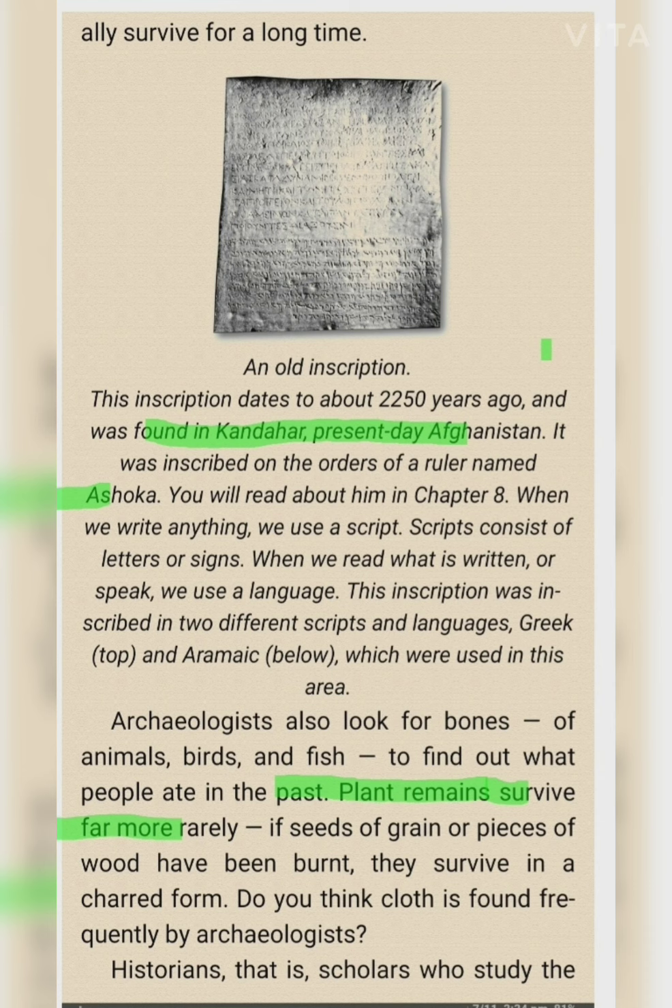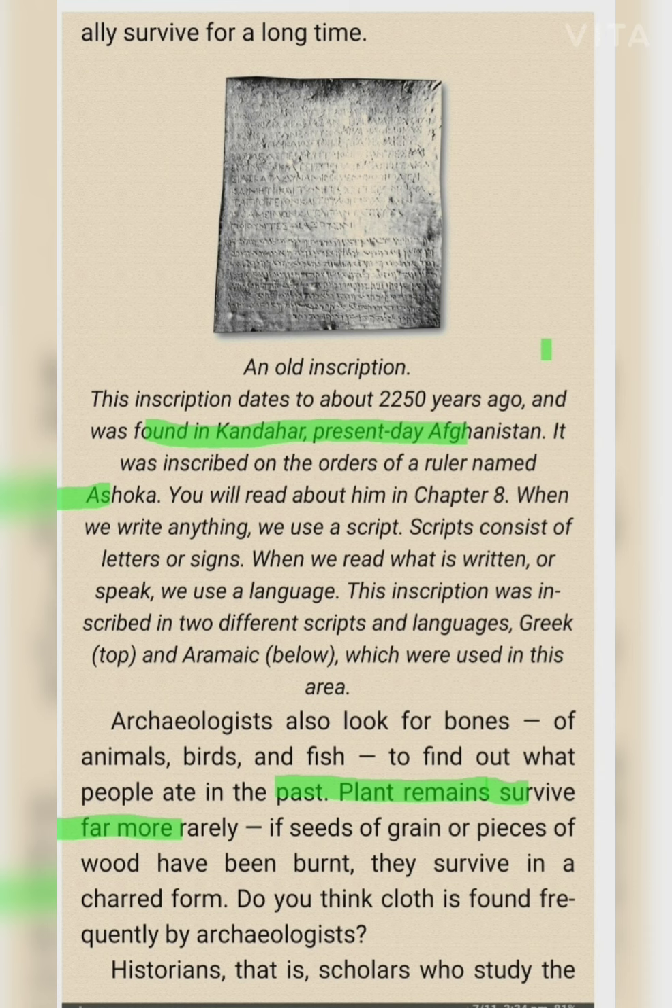Do you think cloth is found frequently by archaeologists? There is a question for you: do you think that cloth is found frequently by archaeologists while exploring? Please find the answer to this and mention it in the comment section.